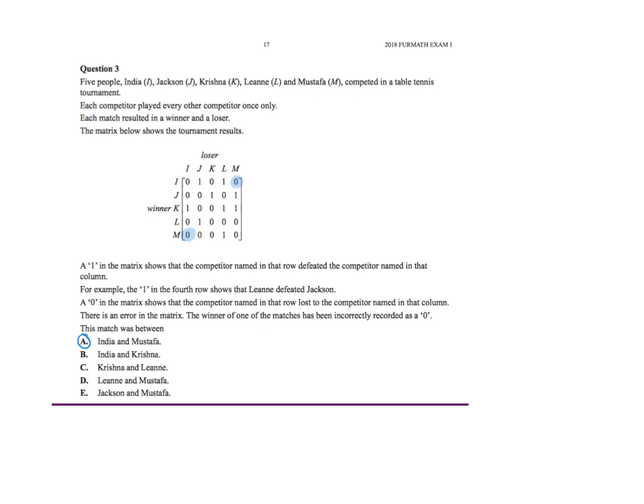Five people, India, Jackson, K, L, and M, all competed in a table tennis competition. Each competitor competed once and each resulted in a winner and a loser. And here is the matrix tournament below. When they do this, just make sure you put a D there so you know that's a dominance matrix.